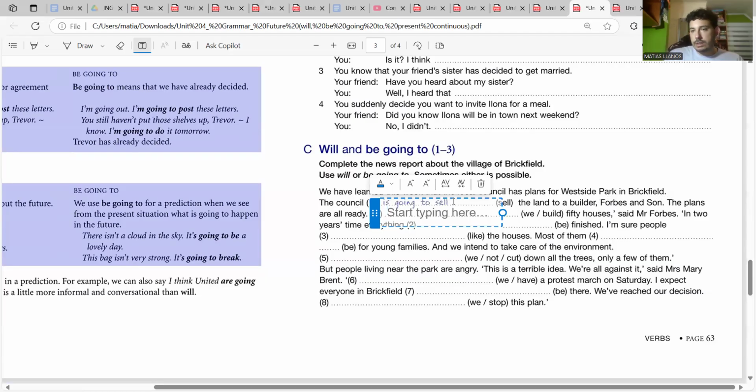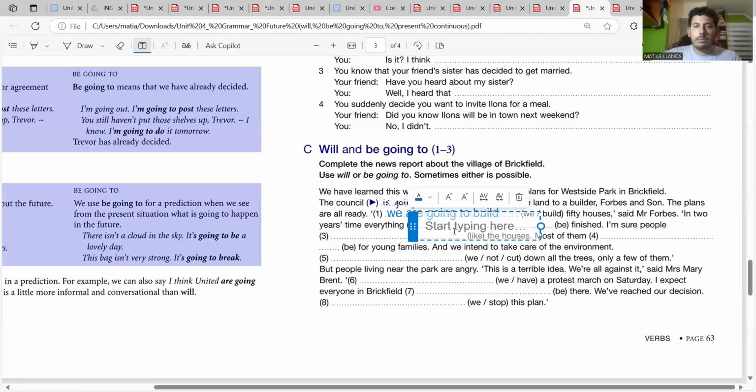So if it's decided, we are going to build 50 houses, said Mr. Forbes, in 2 years' time. Everything will be finished in 2 years' time. In this case, we're going to use will be, but you can use going to be. Because in this case, you can use either of them.